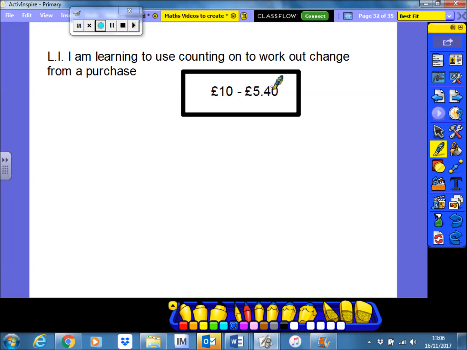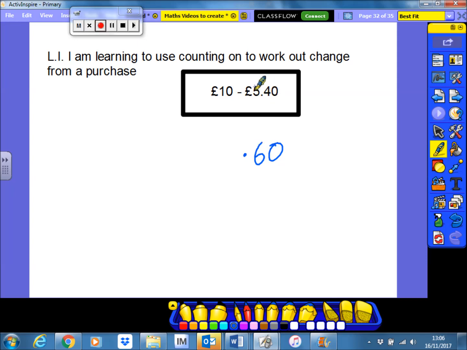So my first question to myself is, I'm at 40p. How much do I need to add on to get to the next pound, to get me up to £6? And the answer to that is 60p. I need to add 60p on. So I'm going to start off just by writing down 60p. I'll put my decimal point in front of it as well. So I've added on 60p.